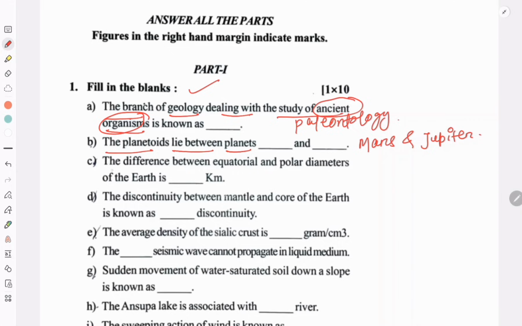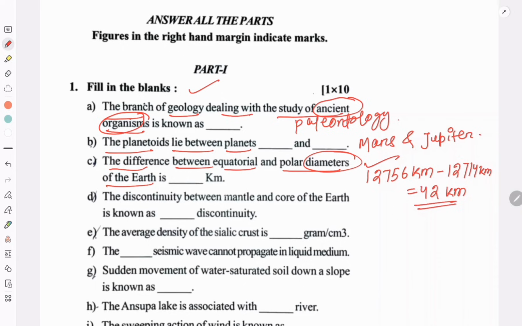Then the third question is the difference between equatorial and polar diameters of the earth. See here it is given diameters, not radius. So the equatorial diameter is 12,756 kilometers minus the polar diameter, 12,714 kilometers. So that will be equal to 42 kilometers. So the answer is 42 kilometers. If it is asked about the radius, then the answer will be 21. Here it is asked about the diameter, so the answer will be 42 kilometers.